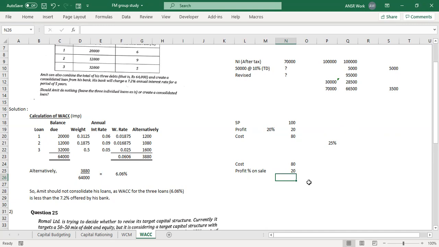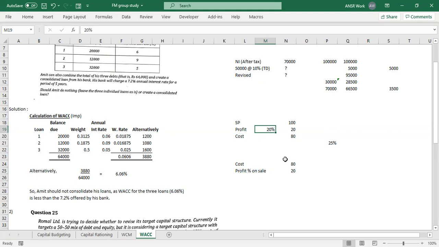How will you calculate? Is it 96? No. Just look at the above example. I have given the same data: cost of 80 rupees, profit percentage 20%. Selling price will be 100, no matter what. But now the question is, how will you calculate? 80 divided by 0.8, which is 1 minus 20%. Yes. Did you get it?